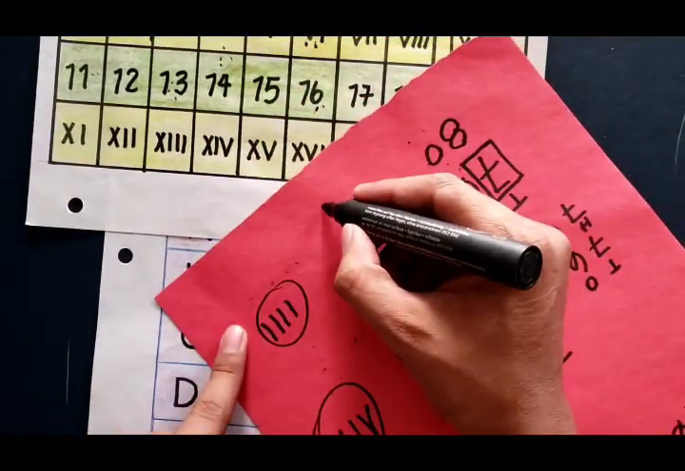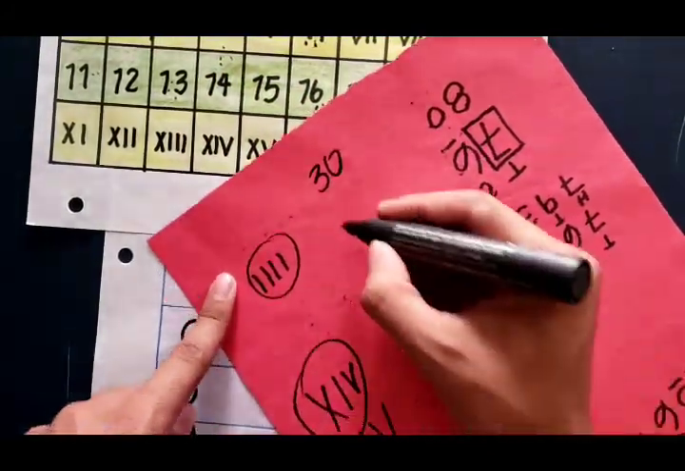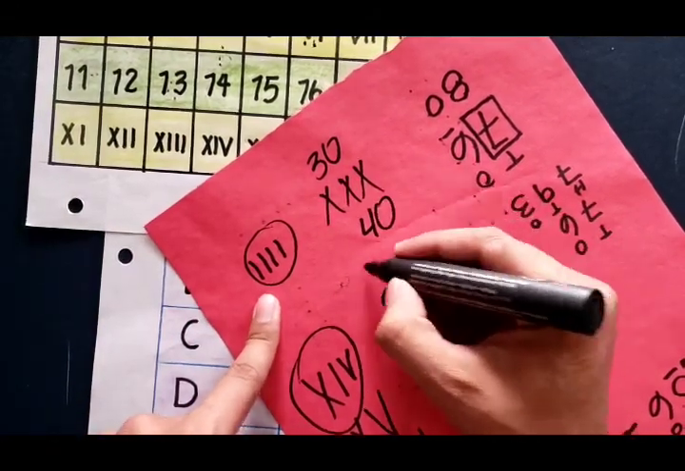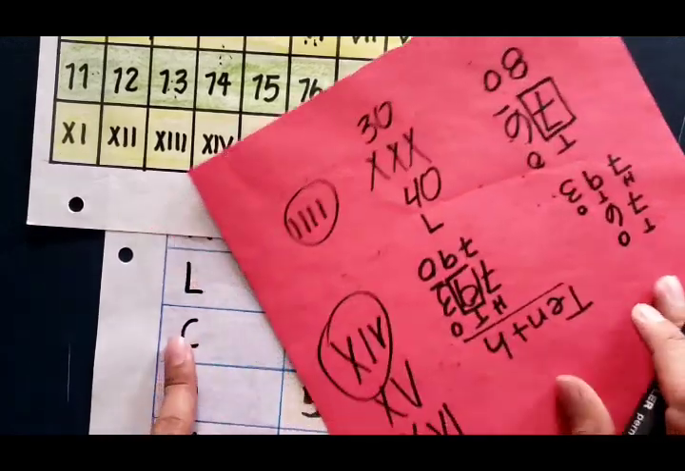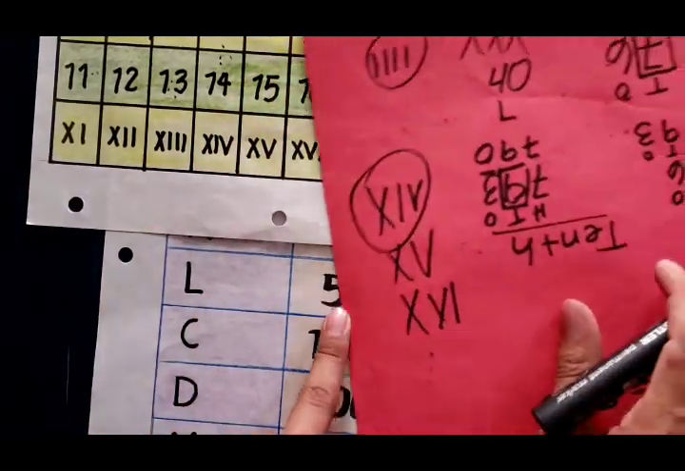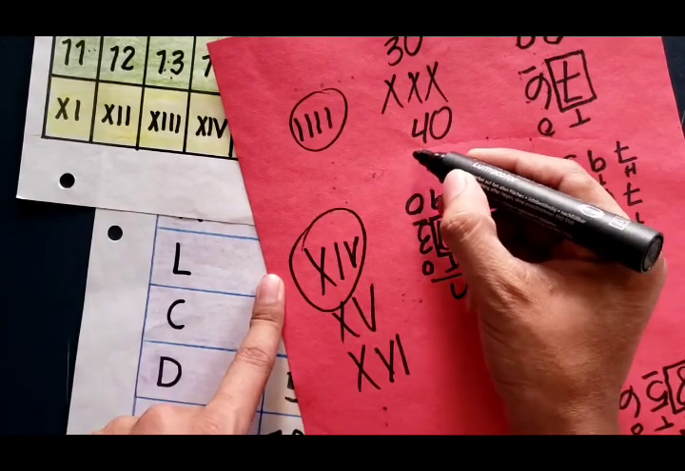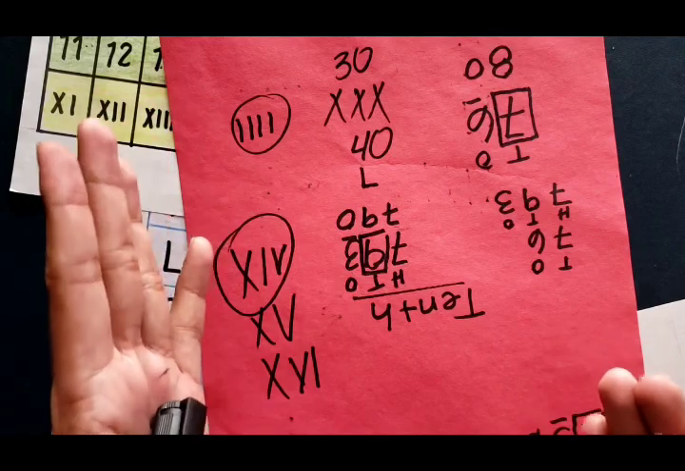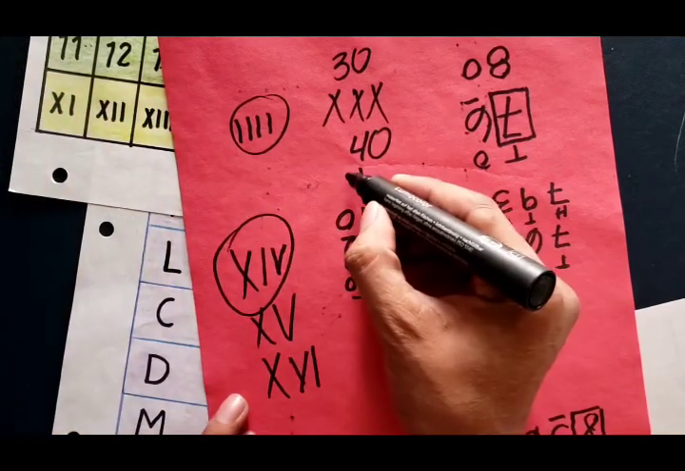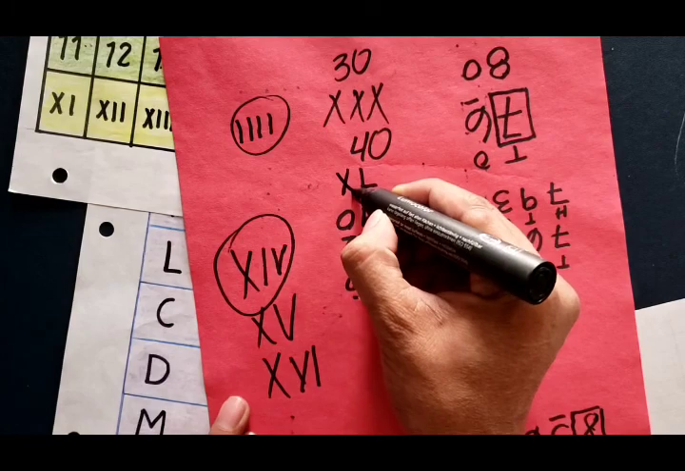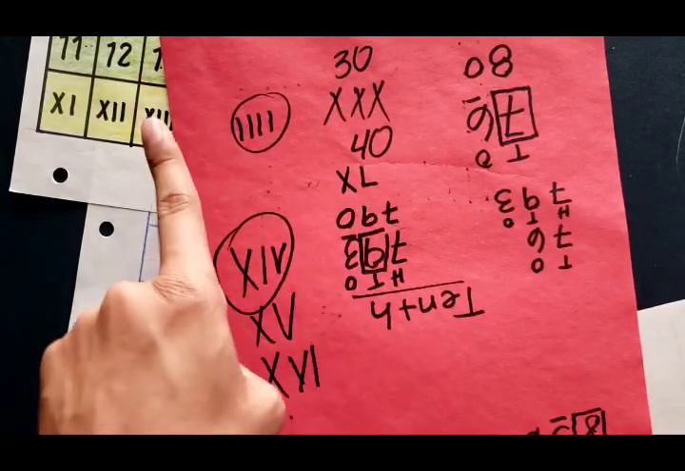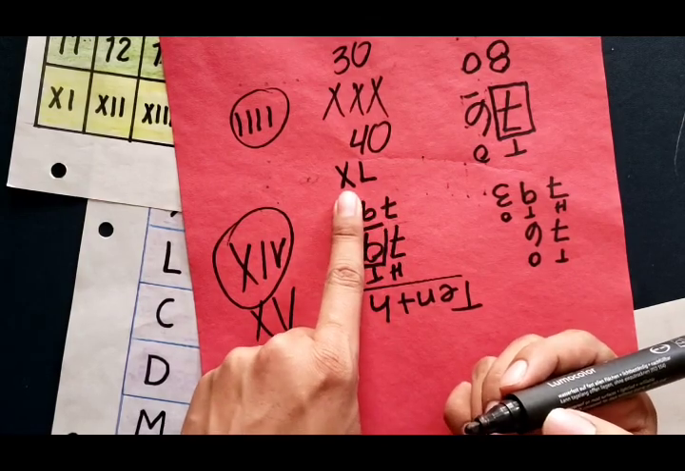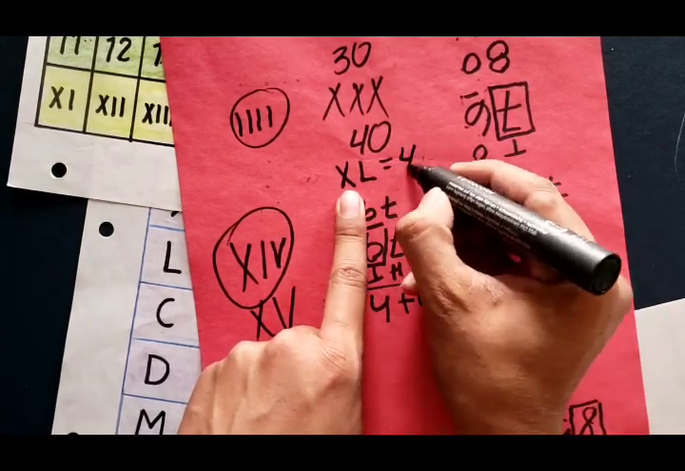For instance, how do you write 30? Okay, 30. How do you write 40? Okay, let's see. For 40, you need to write the letter L, which means 50, and then we need to write 10, but where do we write it? Before or after? We need to write 40, which is less. So we're going to write the letter X, which represents 10, before. It is as if you were saying 50 minus 10 equals 40.